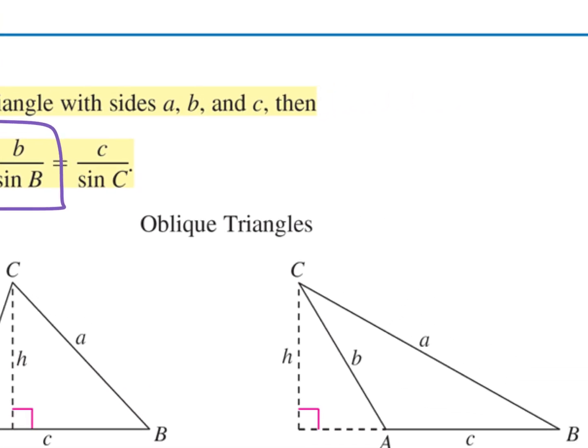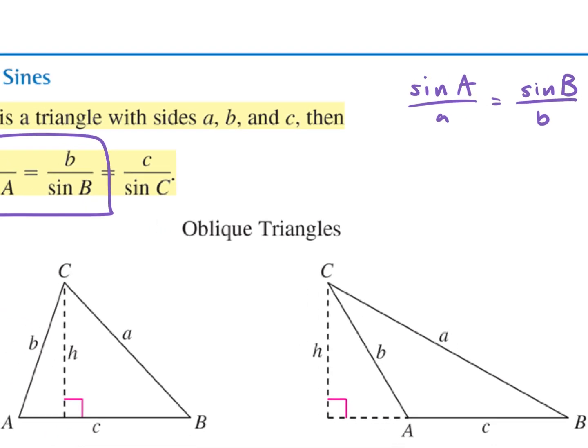Since it's a proportion, it doesn't matter if the sides are on top or if they're on the bottom. If you wanted to say sine of A over a is equal to sine of B over b, you could do it this way too, as long as you are consistent. If the sides are on the top, make sure you keep it on the top. If the sides are on the bottom, make sure you keep it on the bottom. So you need to be consistent. Remember, lowercase letters are the sides, capital letters are the angles.